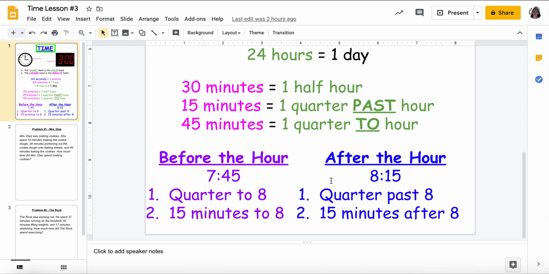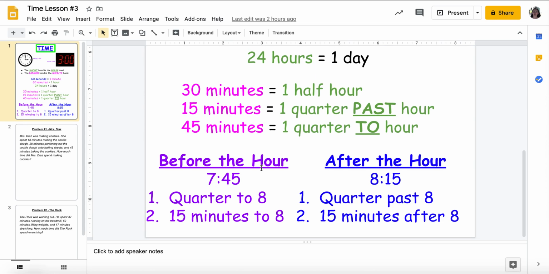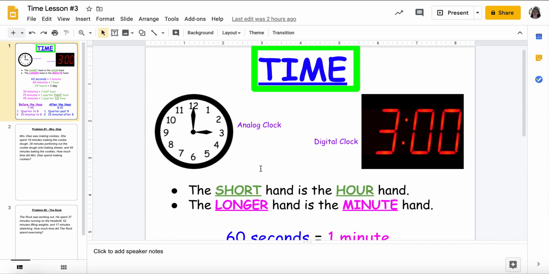All right, so as we have my examples down here, if it's 7:45, I say it's a quarter to 8 or 15 minutes to 8. Or if it's 8:15, I say a quarter past 8 or 15 minutes after 8. So there's my quick review over my anchor chart.